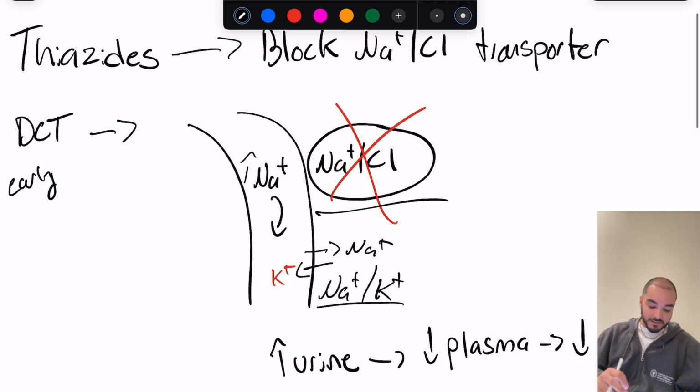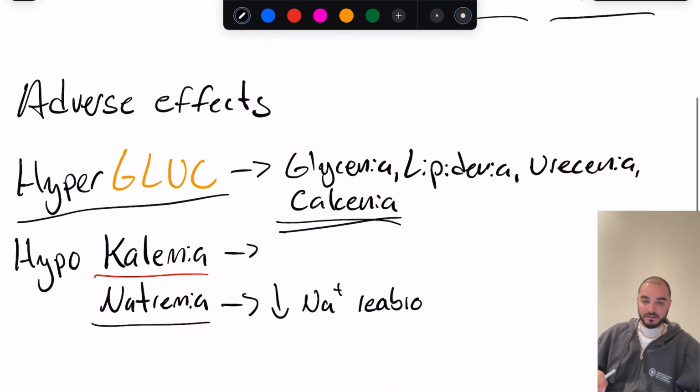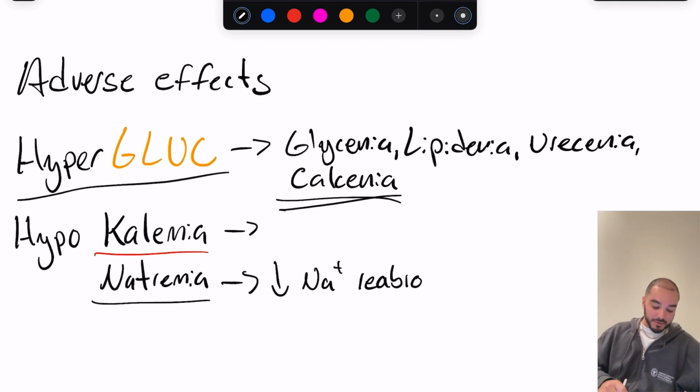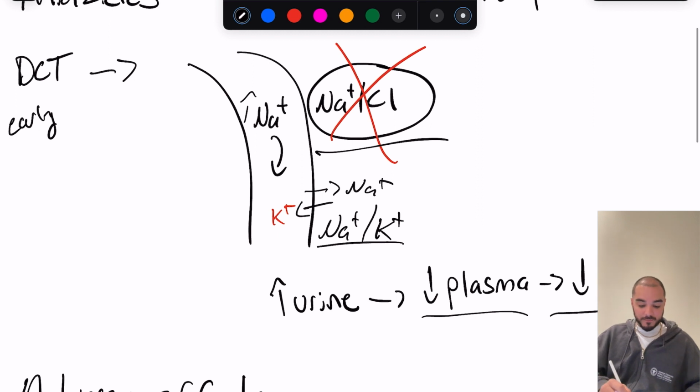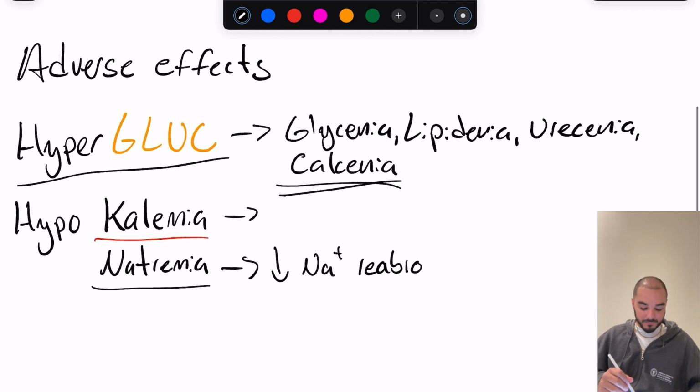Again, thiazides block the sodium chloride transporter, more specifically in the early distal convoluted tubule. That's going to cause an increased amount of sodium being excreted in the urine. Water will follow, and that's going to lead to decreased plasma and decreased blood pressure. That's how we get rid of hypertension. And always for thiazides: hypergluc, meaning glycemia, lipidemia, uricemia, calcemia. Hypokalemia, because remember, the transporter later on in the nephron will try to reabsorb sodium as much as possible, but it won't do it with the same efficiency, and it's going to let go of potassium as it tries to reabsorb, decreasing the potassium in the plasma. And hyponatremia, because we're no longer reabsorbing sodium.